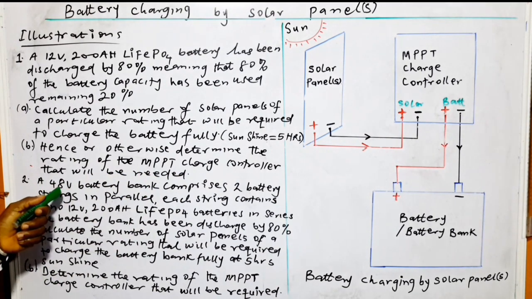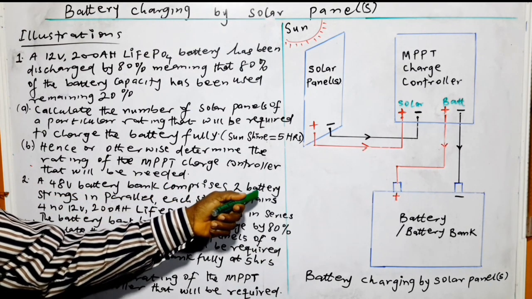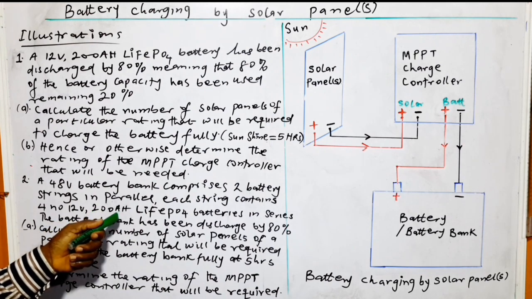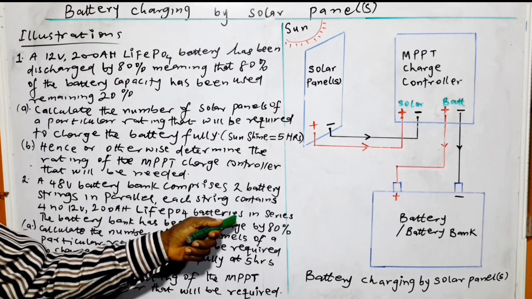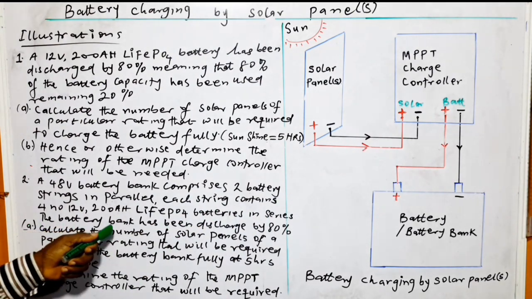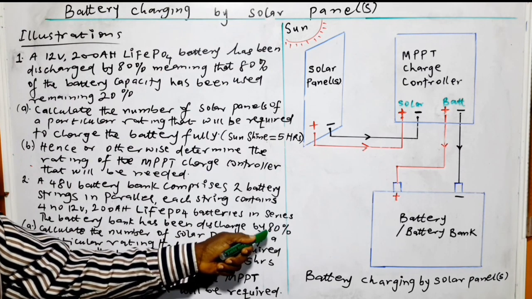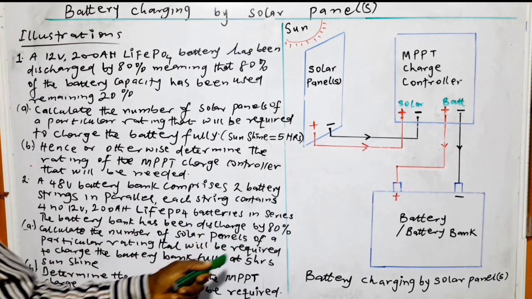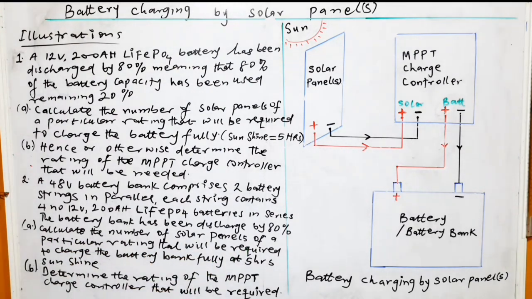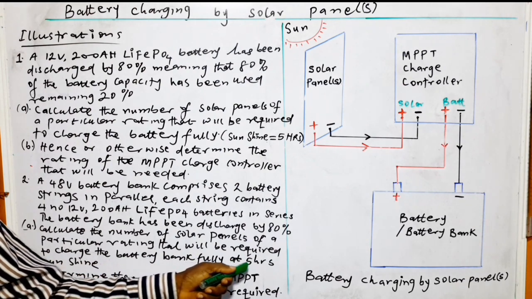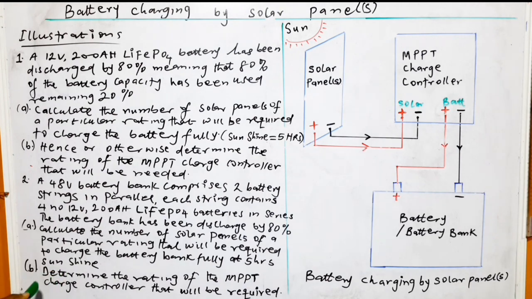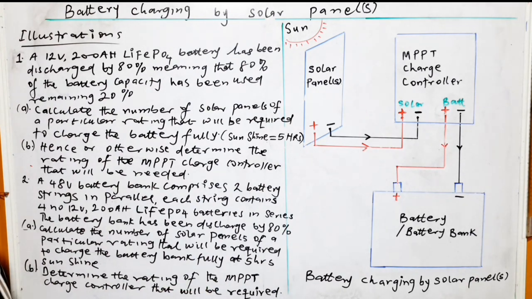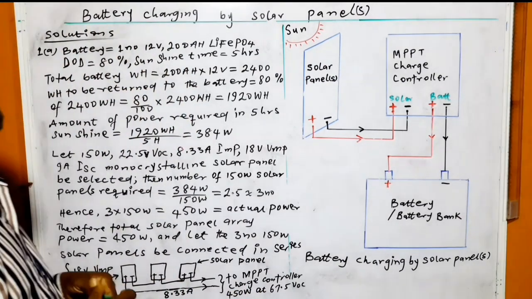Number 2, a 48 volt battery bank comprises 2 battery strings in parallel. Each string contains 4 number 12 volts 200 ampere hour lithium iron phosphate batteries in series. The battery bank has been discharged by 80%. A, calculate the number of solar panels of a particular rating that will be required to charge the battery bank fully at 5 hours sunshine. B, determine the rating of the MPPT solar charge controller that will be required. Those are the questions. Now, solutions to the problems.